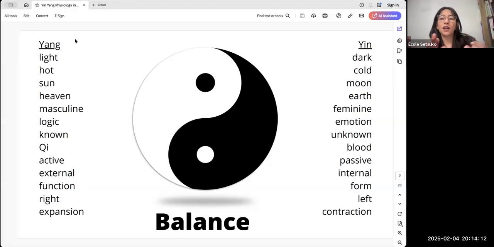So we have darkness, cold, it's the moon, it's the earth energies, it's the left side of the body. So it's the feminine and the more emotion side. And as opposed to the things that we know and we see and that are tangible, it's more about the unknown. Okay. It's represented by the blood and fluid in the body. It's more of a passive state. It's more internal. And in this way, it represents solid or the form and contraction. Okay. So we look at things like form or function.